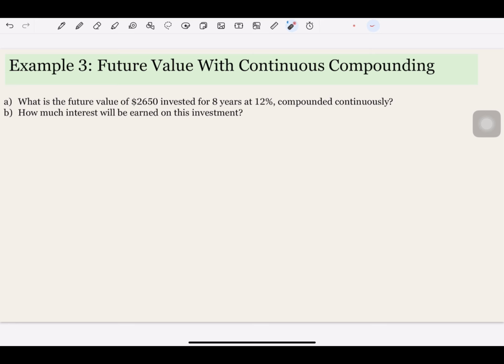Here you have to calculate the future value with continuous compounding. In this problem, P is $2,650. This is your principal value. The interest rate R is 12%, which is 0.12, and the time T is 8 years. Now you are going to use the formula S equals P times e to the power RT to get the future value at the end of 8 years.